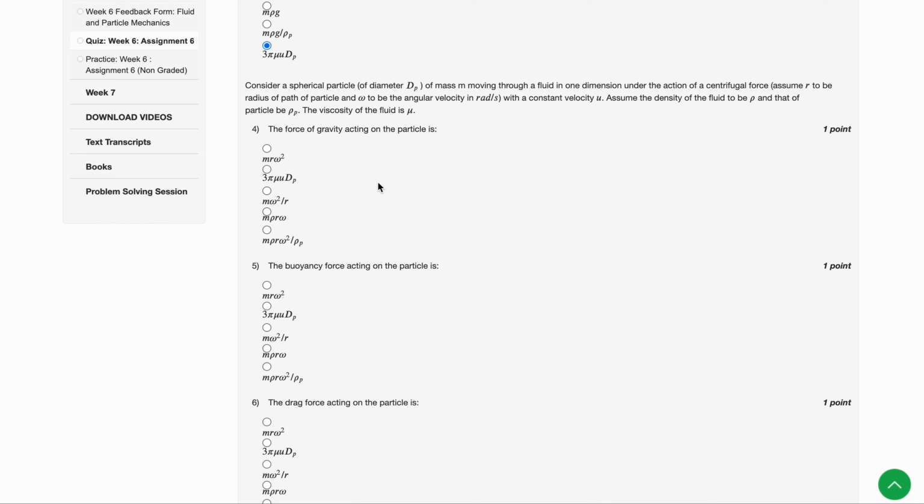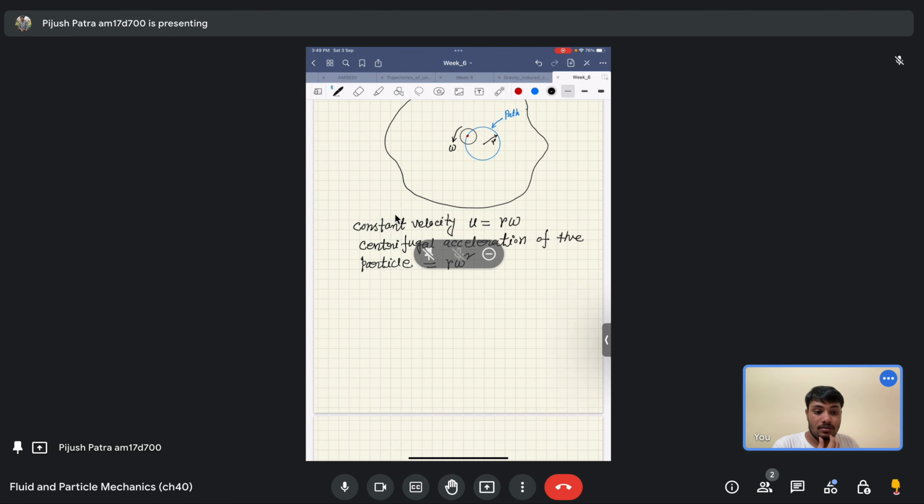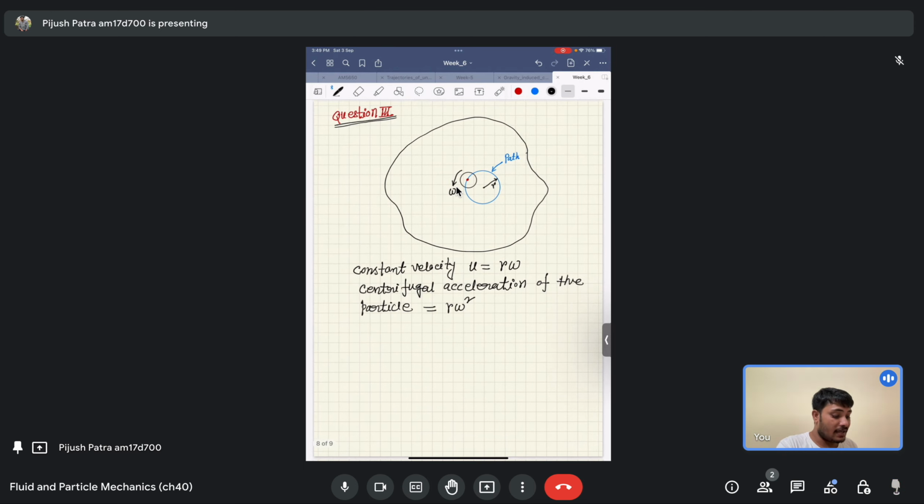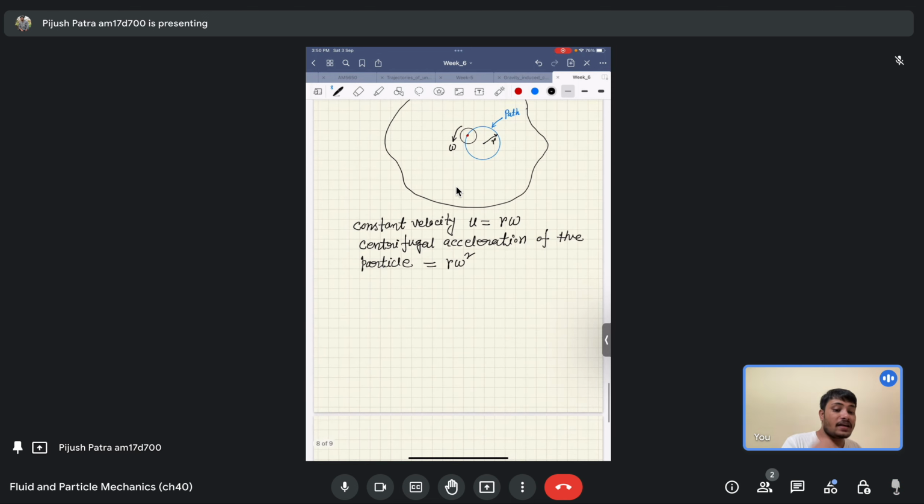So now, what will be the different forces which we talked about in the previous problem in this case? So this is how the schematic looks like in this case. So in the previous problem the acceleration due to gravity was g. Here the acceleration due to the centrifugal force is r omega square and the velocity is r omega. Fine. So what will be the equivalent gravity force which is acting in the problem?